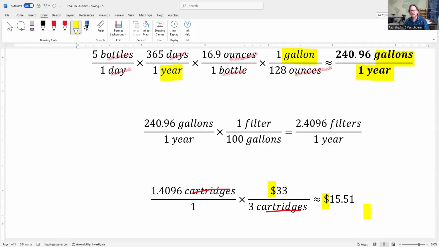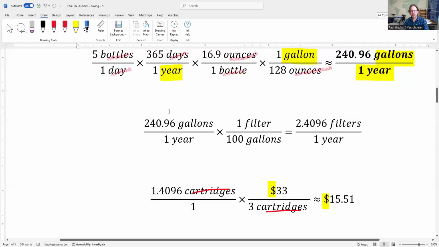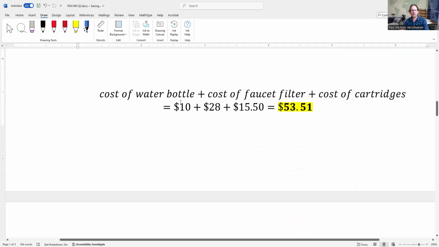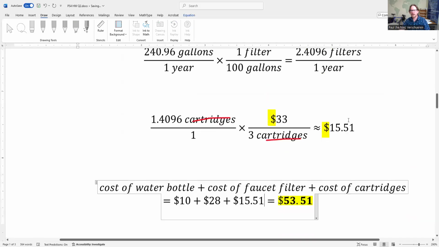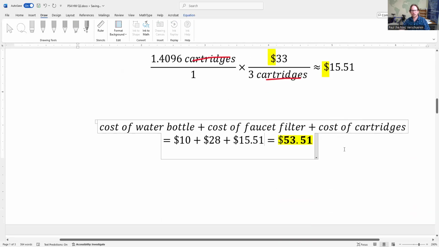And then we really have all the information that we need to say $10 for the water bottle, $28 for the filter, $15.50 is actually $15.51, right? $15.51 for the cartridges. I had to go back and fix some of these. I had made a couple mistakes when I first did it. $53.51 was the final answer for that.